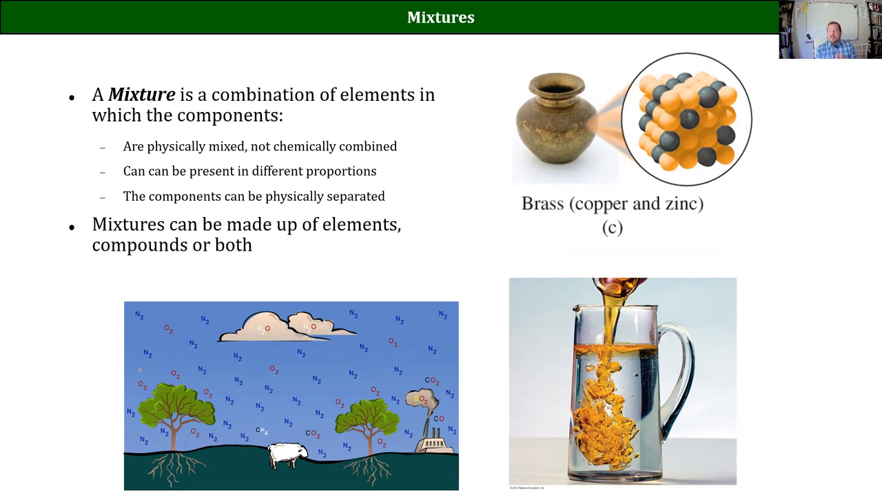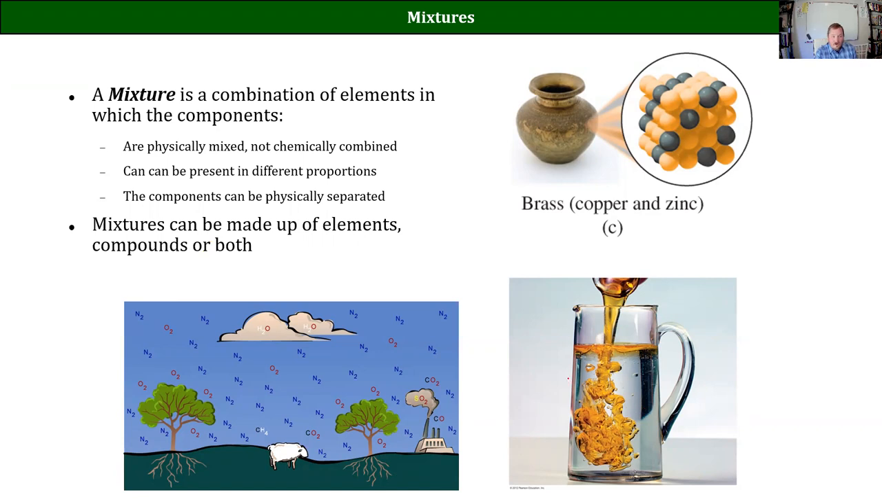You can't easily separate the hydrogen from oxygen in water. If you've got water, you can't really separate it into its constituent elements easily. But if you have salt water, you can separate the salt from the water pretty easily by just letting the water evaporate and the salt's left behind. So that'd be an example of one of the ways we can physically separate those components.